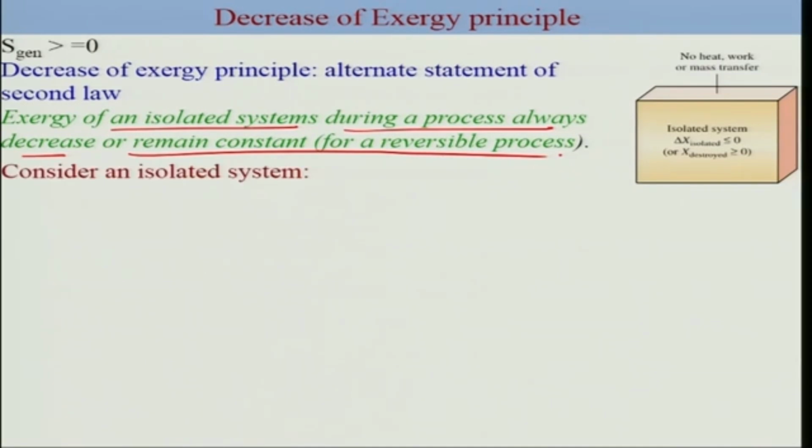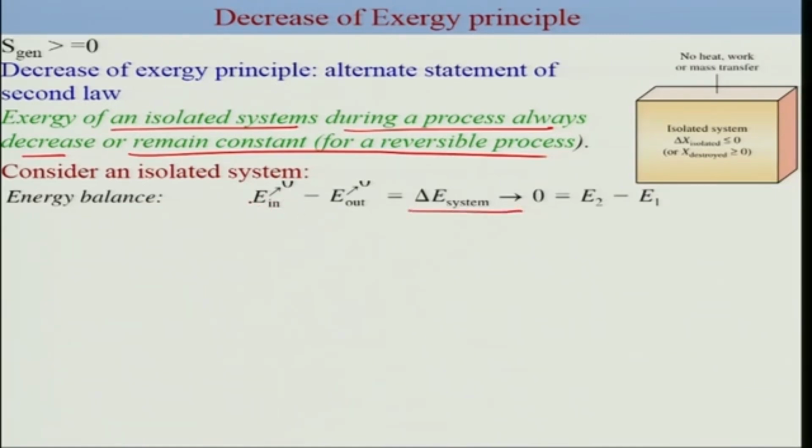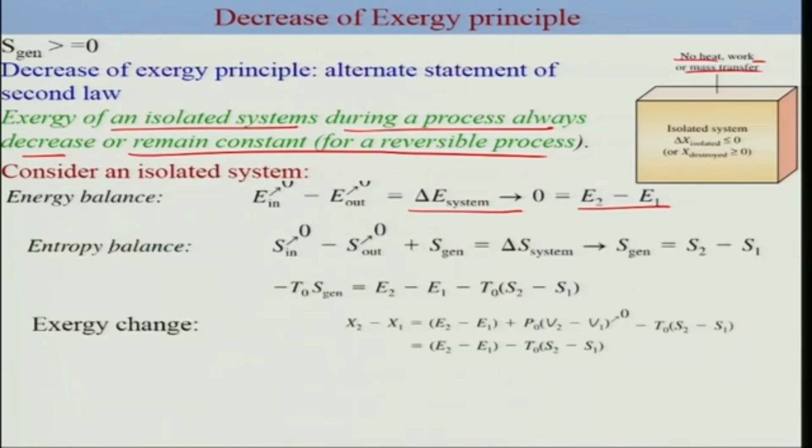We consider an isolated system, for which the energy balance would simply be delta E system is 0, because there is no in and no out, since there is no heat, work or mass transfer, and thus E2 is equal to E1. We can also do this analysis for the entropy balance. So the entropy balance would be S in minus S out plus S generation is delta S system. This is going to be 0 again because there is no interaction with the surroundings, and thus S generation will simply be S2 minus S1.